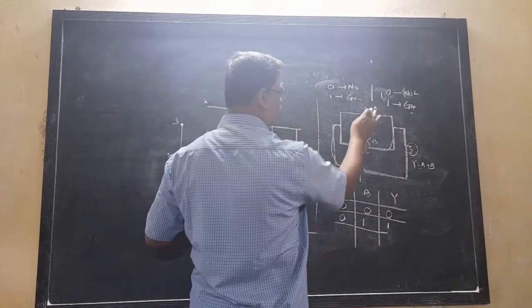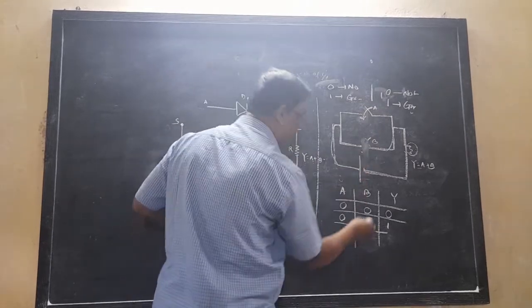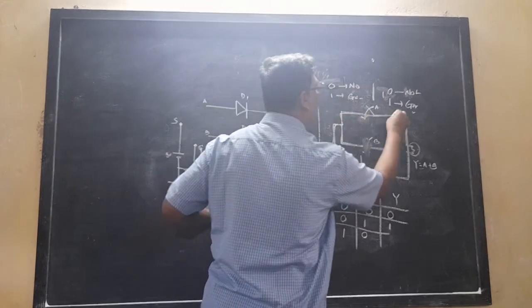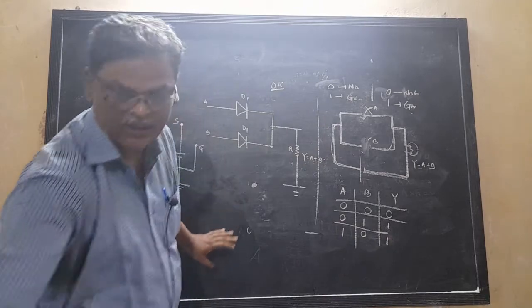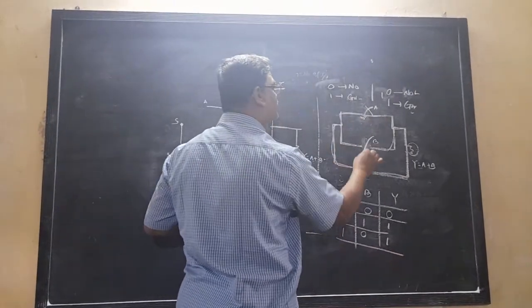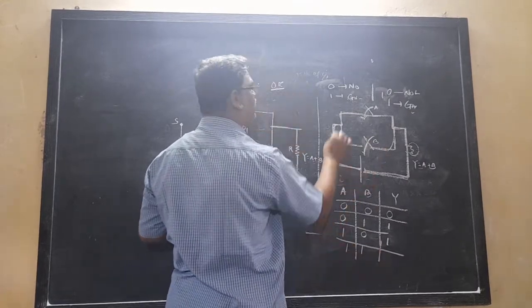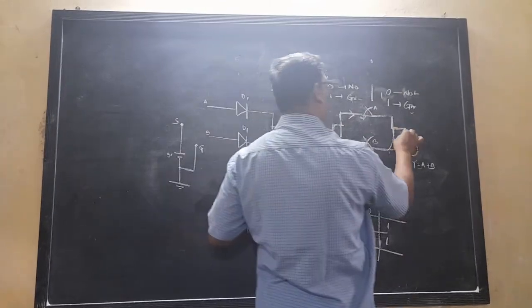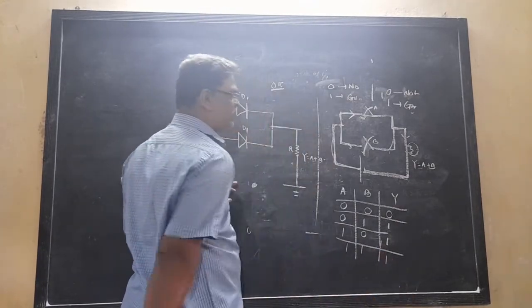Again, similarly, suppose A is closed 1, B is open 0. Then the current will flow through the upper half of the circuit. Then again the bulb will glow. Next, suppose both the switches are closed, then the current passes through both the halves and then it is combined and the current will flow through the bulb and it will glow.